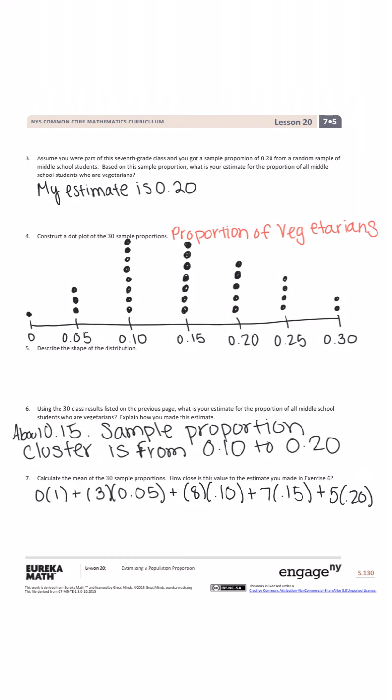It looks like I might run out a little bit of room. I hope that you don't. Then we're going to have plus 4 times 25 hundredths, and then plus 5 times 30 hundredths. We're going to have all of this over 30 because that's how many dots we had in total. Go ahead and use your calculator to find the numerator, and then divide it by 30.